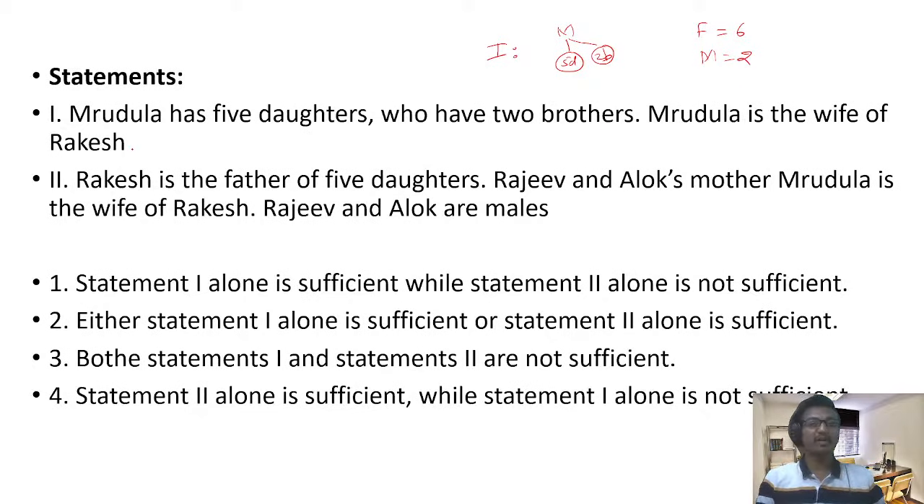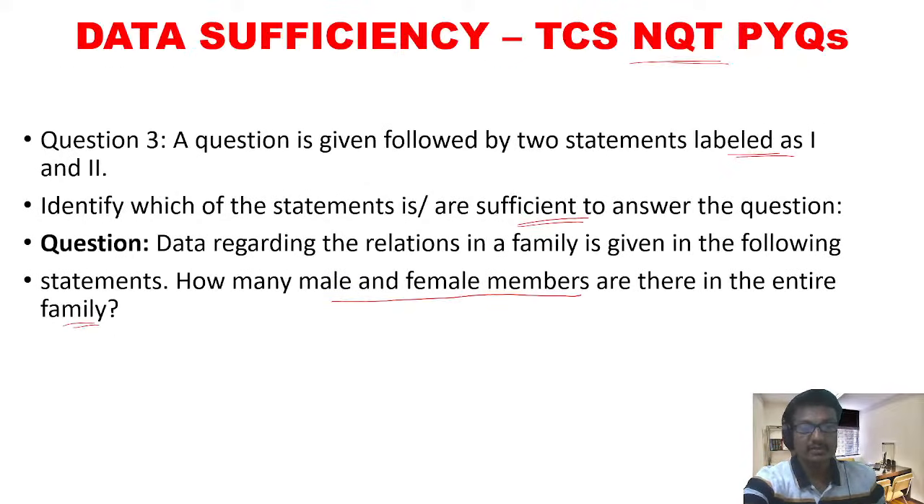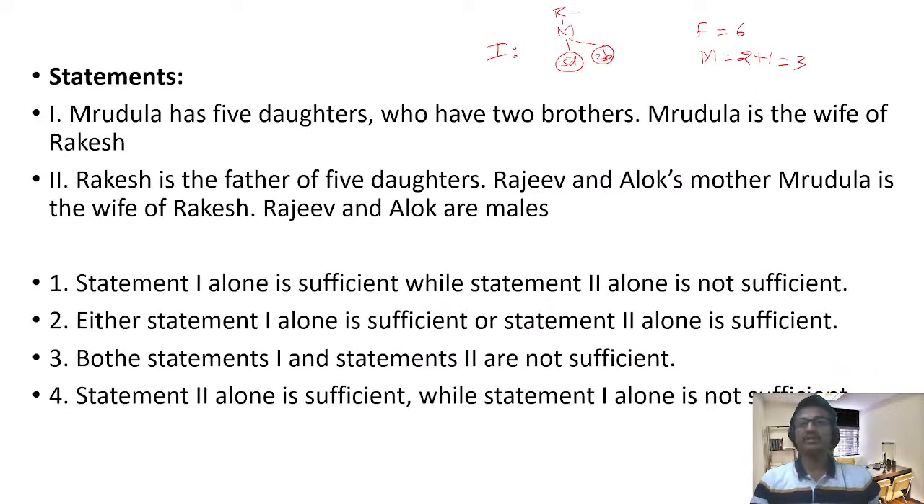Mrudula is wife of Rakesh. So Mrudula is wife of Rakesh in this case. So Rakesh is another male, plus 1 you will get. So total males 3 you will get. So total family, what is asked here? How many male and female members are there in the entire family? So it is 6 plus 3, 9 members are there in the entire family. So from statement 1, you are able to identify this. Now let us go to statement 2.